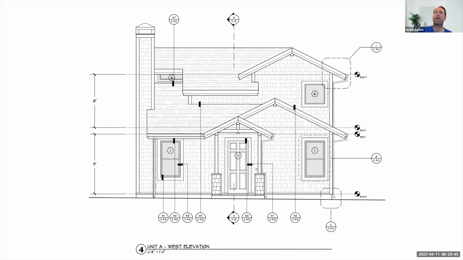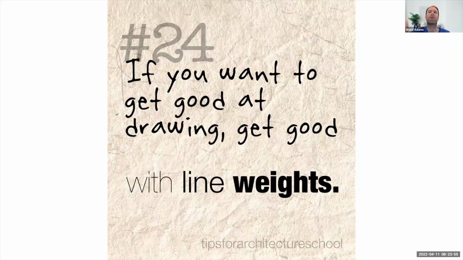Okay, so we'll jump out of this. I'll leave you with this parting piece of wisdom from Tips for Architecture School. If you want to get good at drawing, get good with line weights. And it's so true. The best drawings are the ones with lots of line weights. So you want to get in the habit of drawing with line weights, make sure you're using them. There was a stigma for a long time about computer drawings because they didn't have enough line weights. They didn't look as good as hand drawings.